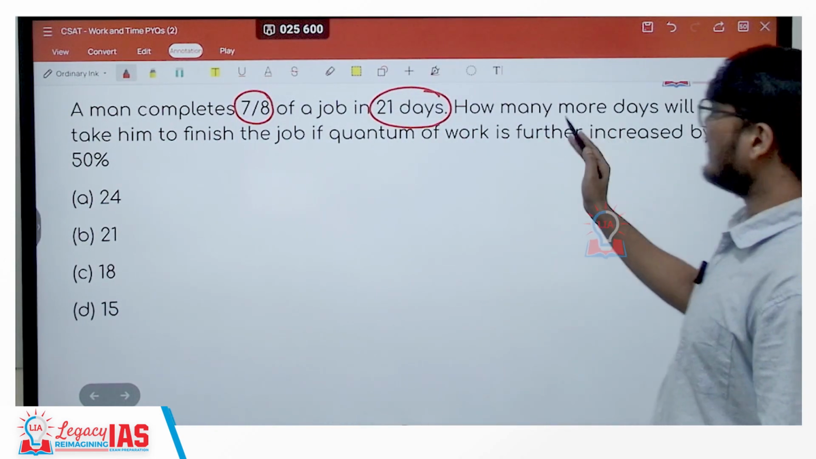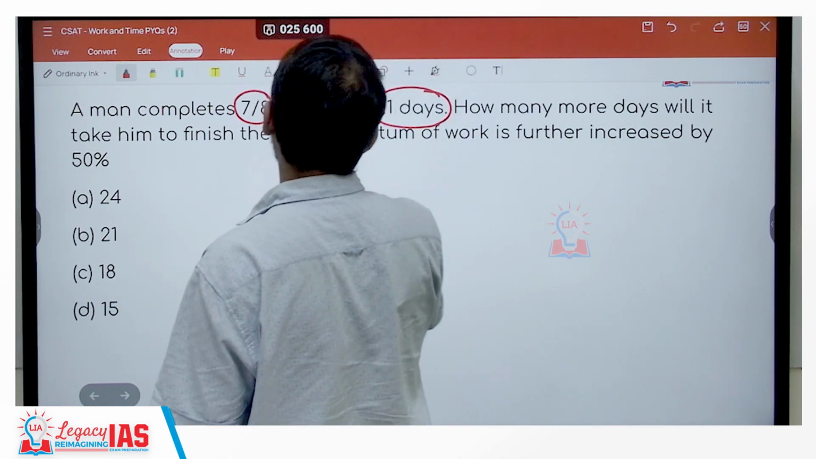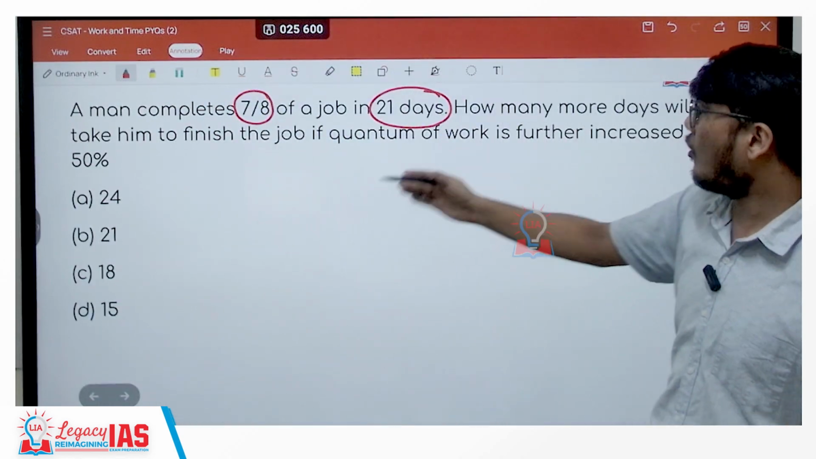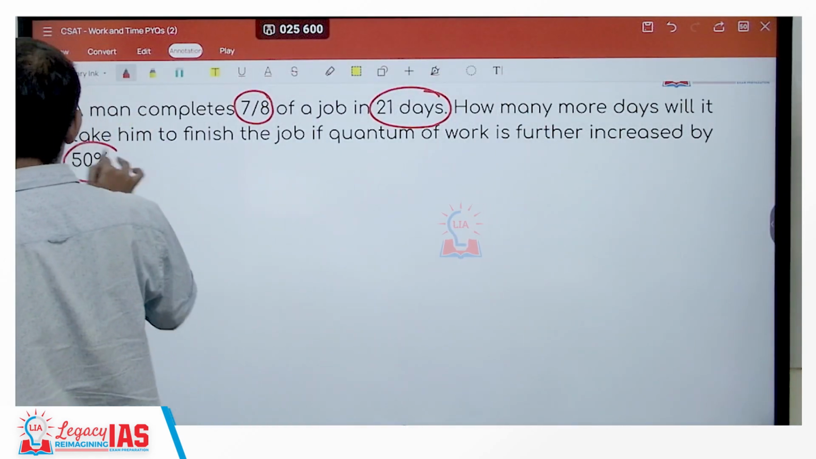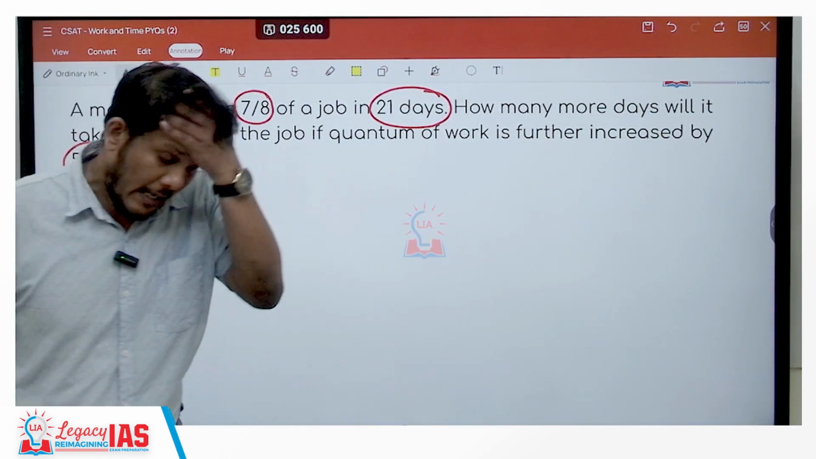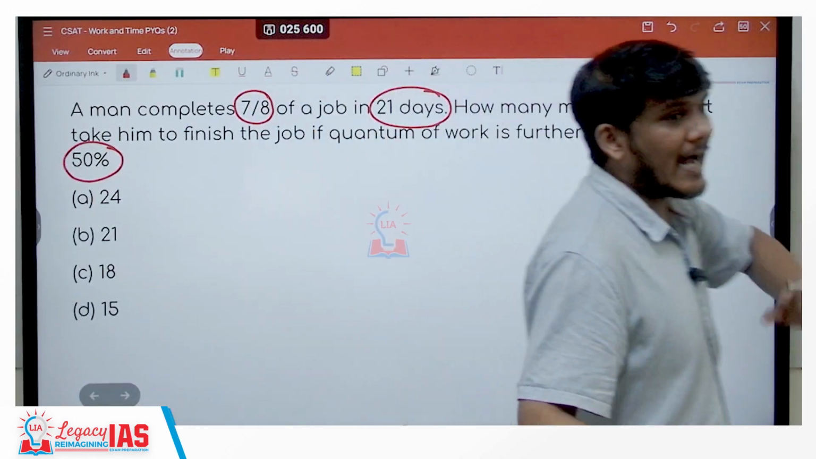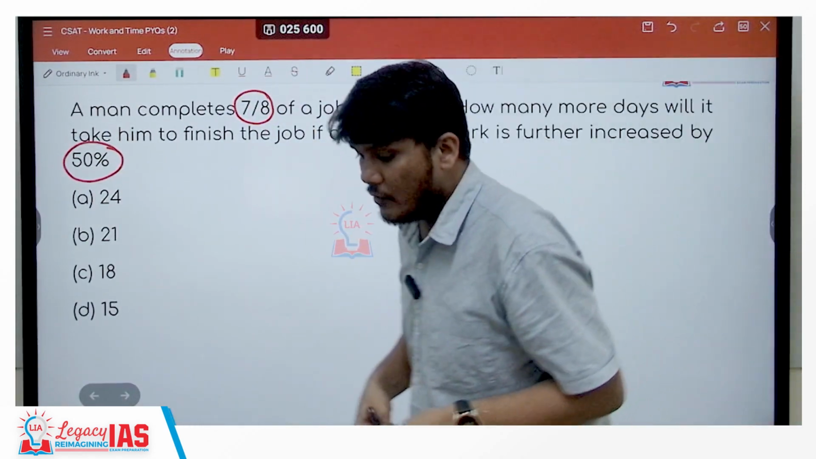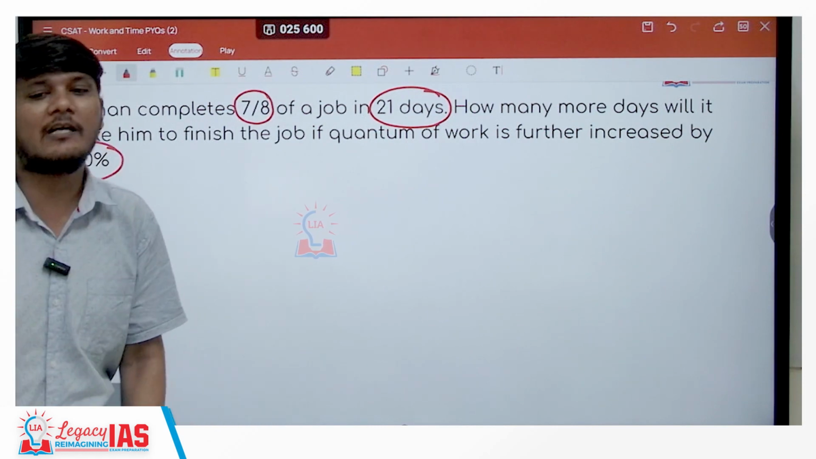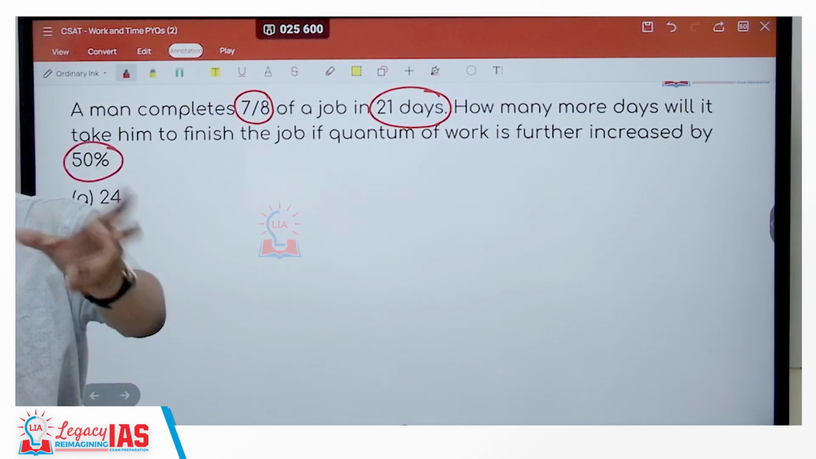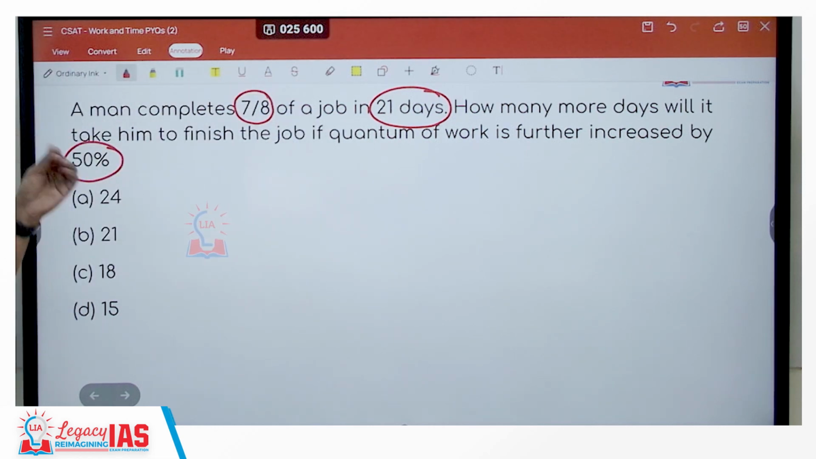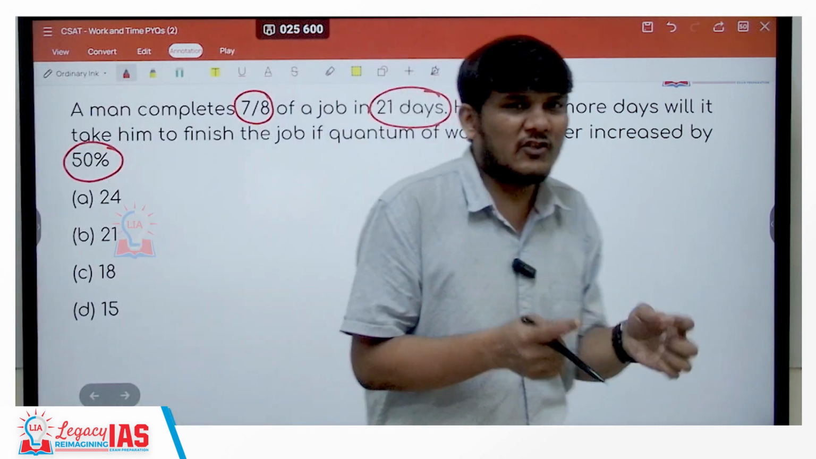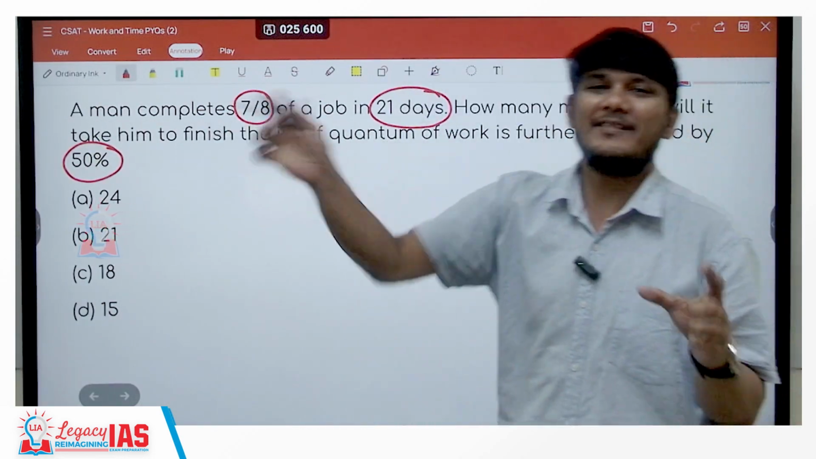How many more days will it take him to finish the job if the quantum of the work is further increased by 50%? Now see guys, the moment we read the entire sentence and try to formulate an equation for the entire sentence, it becomes difficult for us. So what we should do is read the entire question, but then break it down, and after breaking it down, convert this English into mathematics.